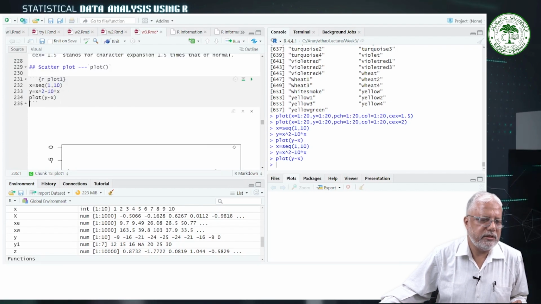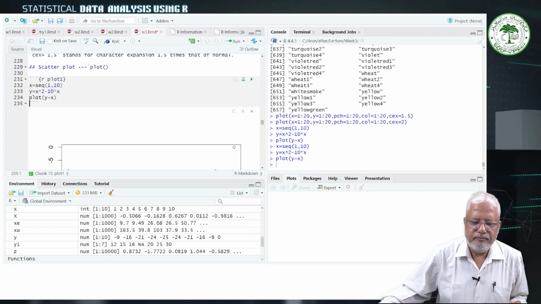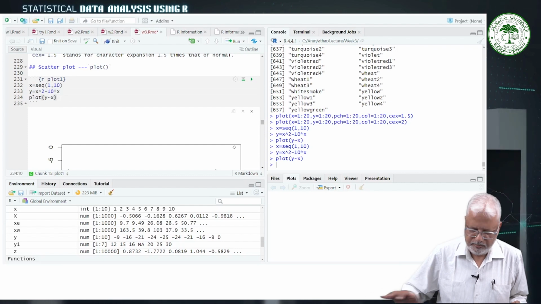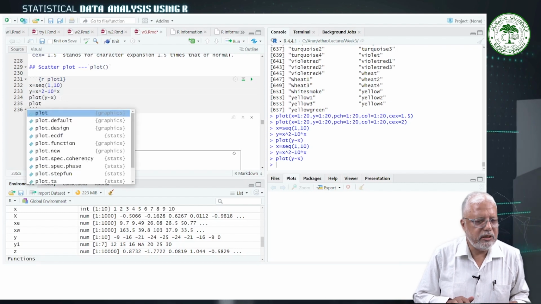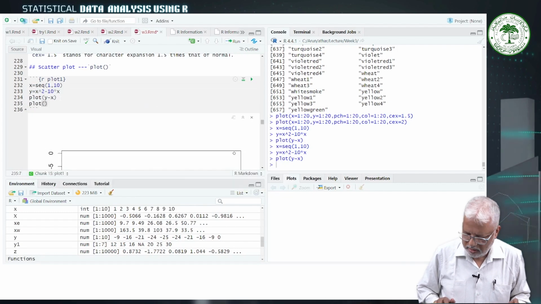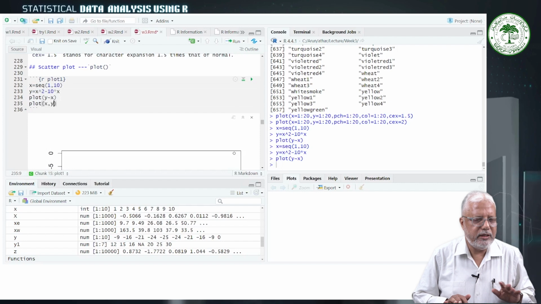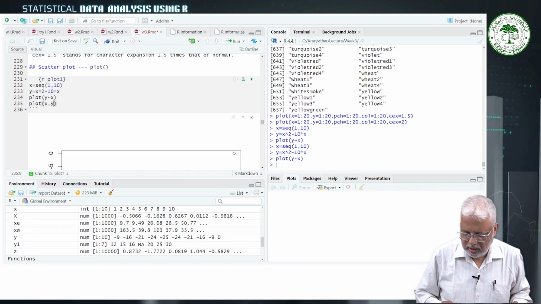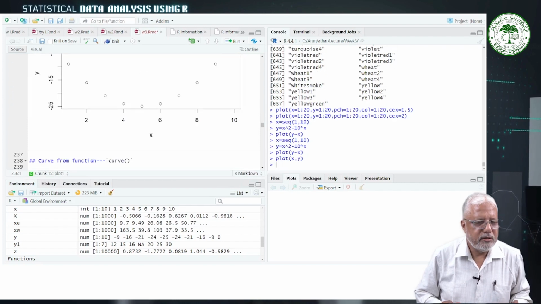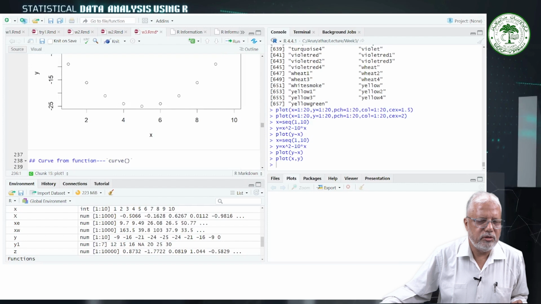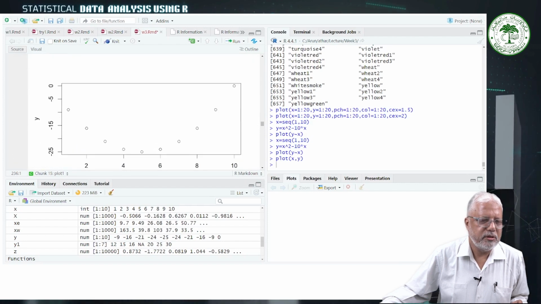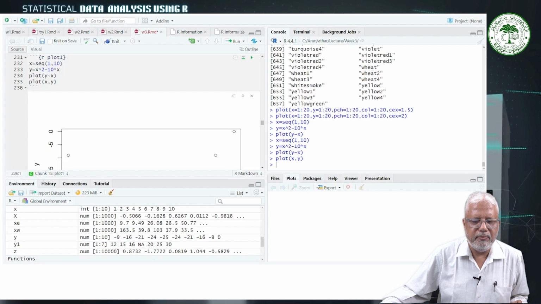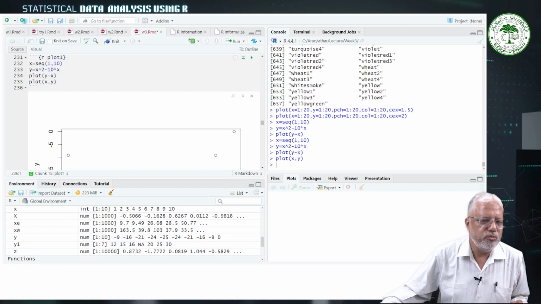Plot y tilde x. And we can have one more option, plot y versus x, or plot x comma y. It will also return the same plot. So these are the options. But here we have many other options too.